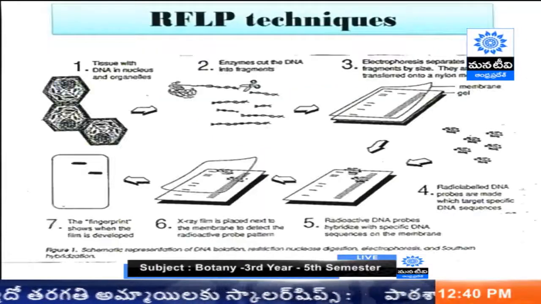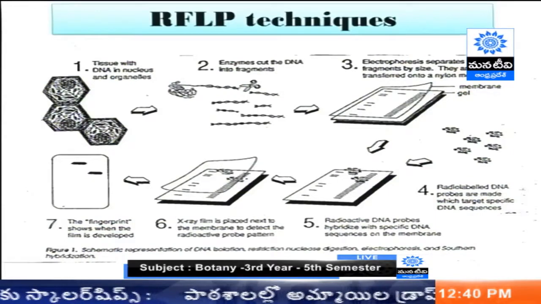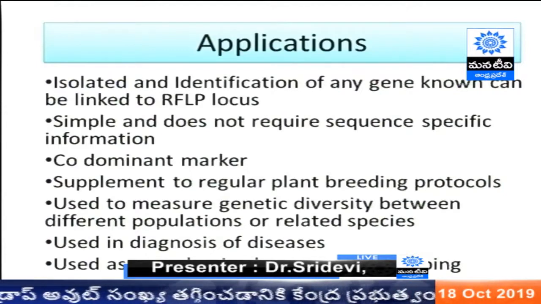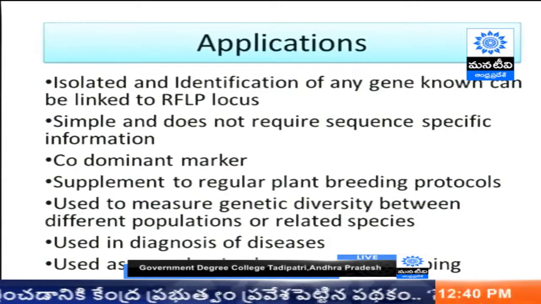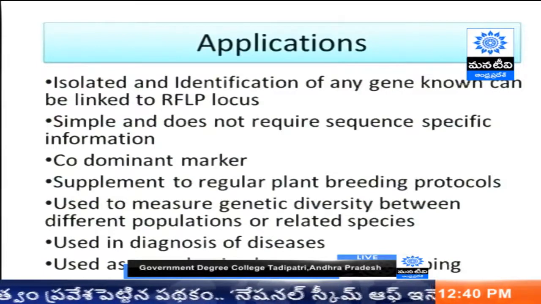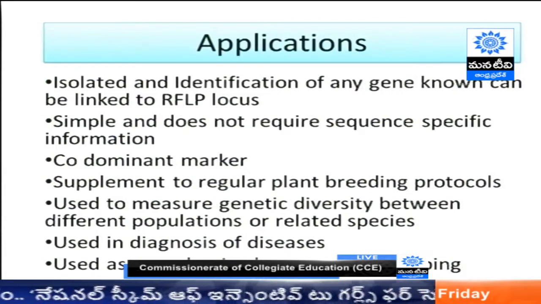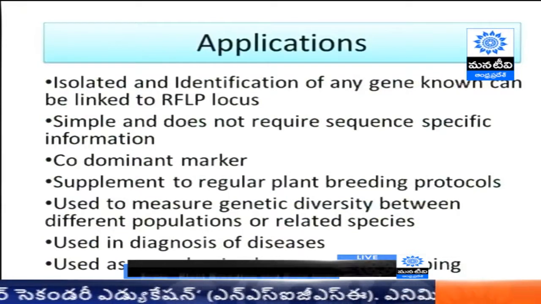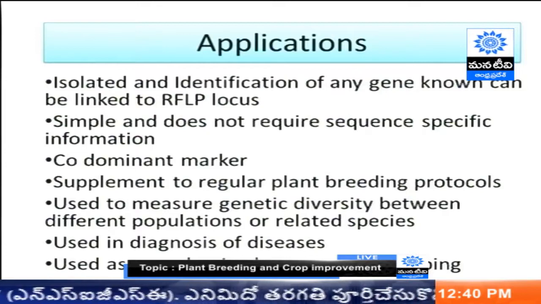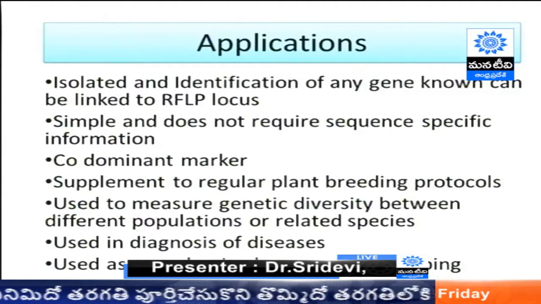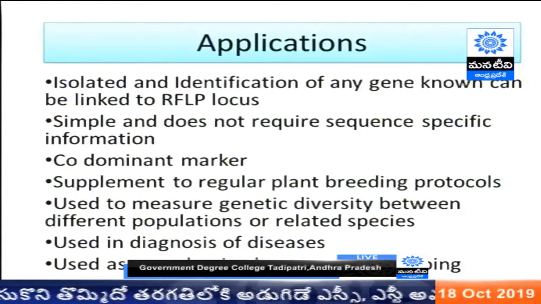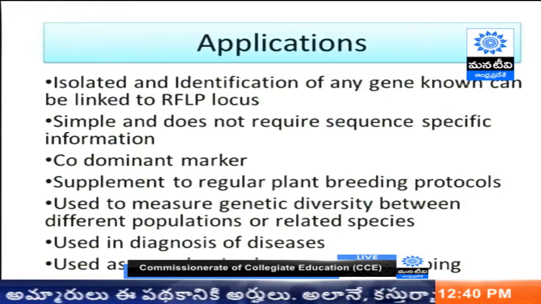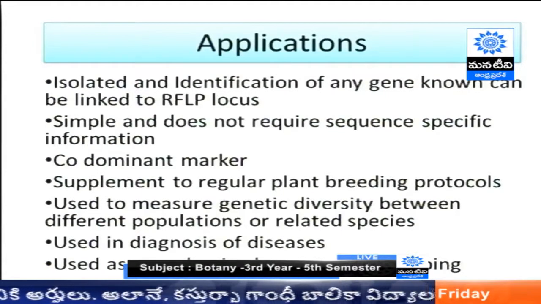Here is also one more diagram for you where the whole technique is shown. Coming to the applications of RFLP, we are able to isolate and identify any type of gene, and it will be linked to the RFLP locus. What does RFLP locus mean? Each band, that is each RFLP band developed in the RFLP technique, is called an RFLP locus. So, these genes would be linked to the RFLP locus. It is a very simple technique and it does not require any sequence specific information.